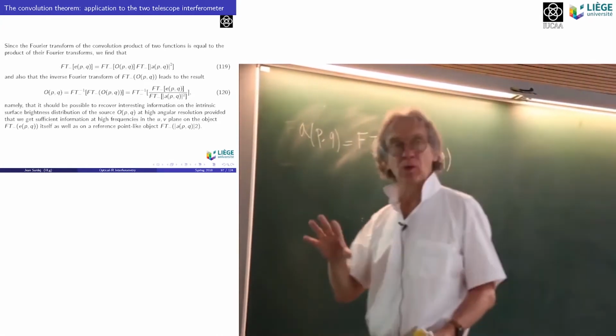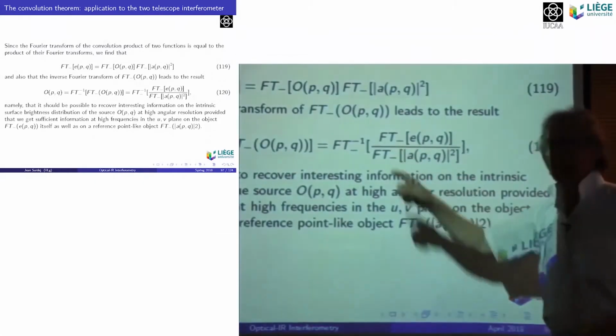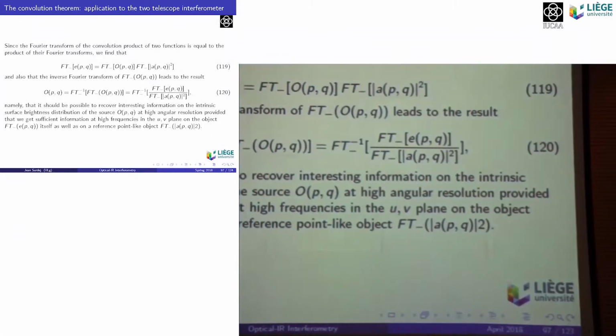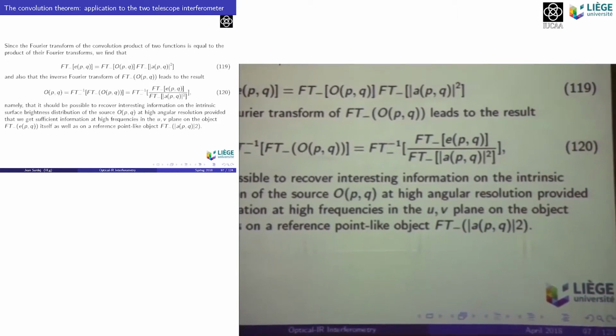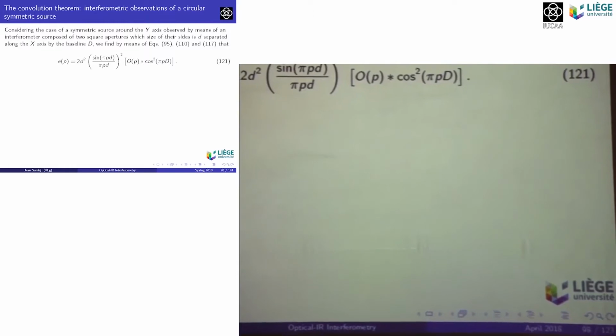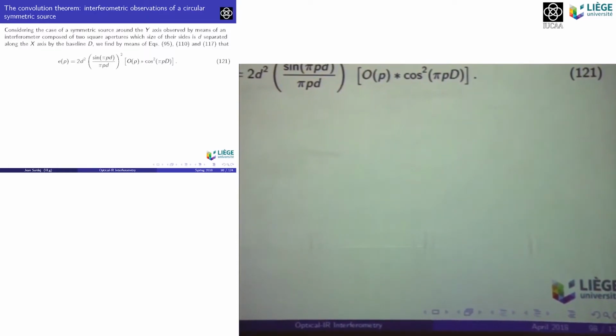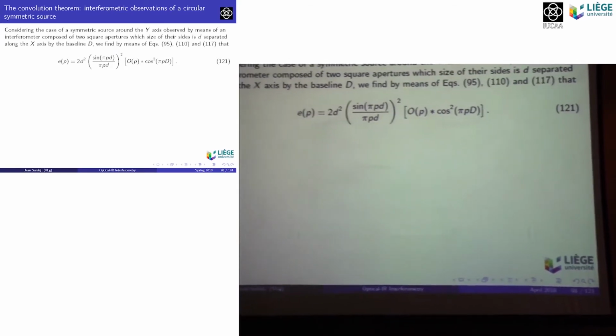And today what we will show at the end of the lecture is that this quantity can be shown to be the autocorrelation of the distribution of the complex amplitude in the pupil plane. Okay, but before doing that, I would like to come back to what we established last time for an extended object.